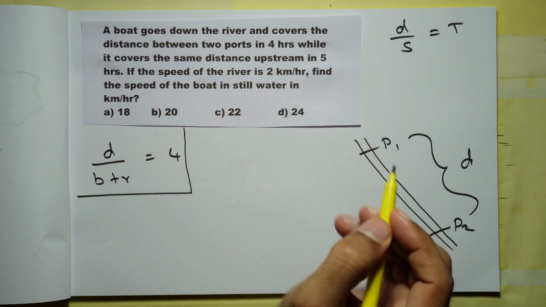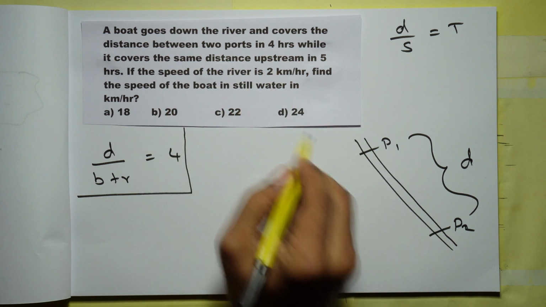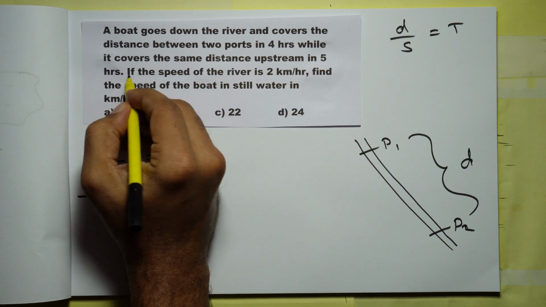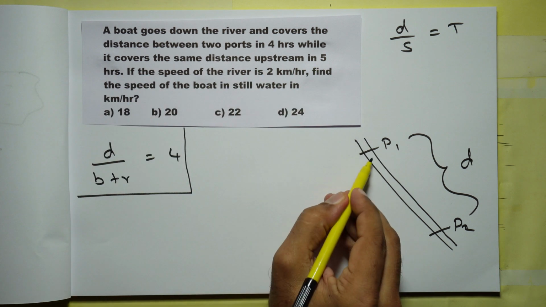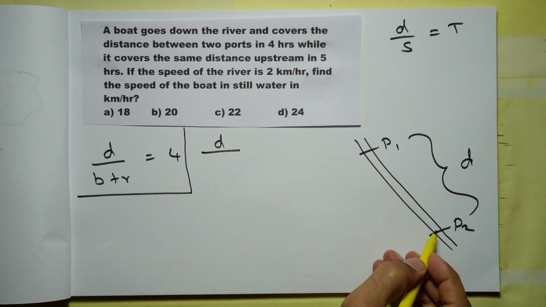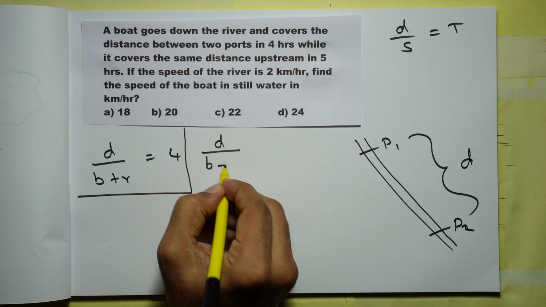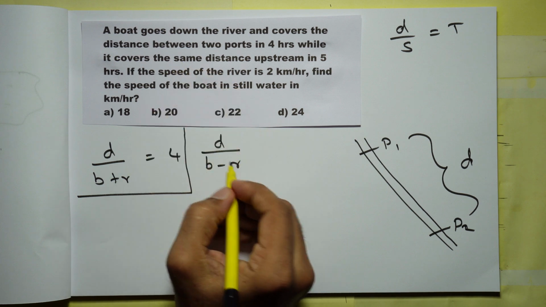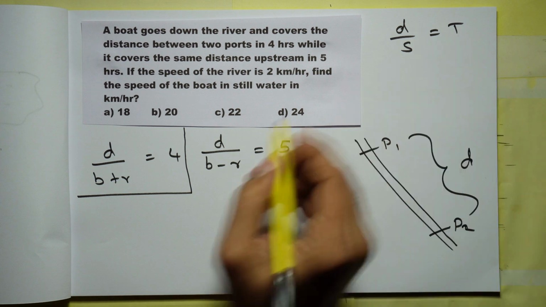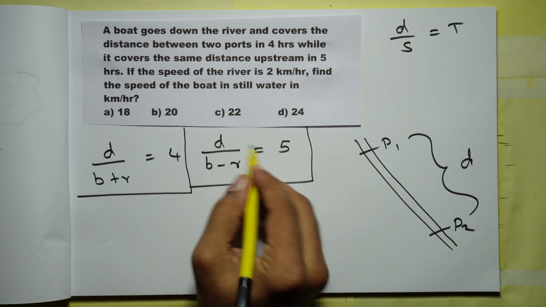Now let us form the equation for upstreaming. It covers the same distance upstream in 5 hours. So whether you are downstreaming or upstreaming, distance is the same d, and when you are upstreaming, effective velocity is b minus r, and it takes 5 hours. So time is 5 hours. So this is the equation for upstreaming.